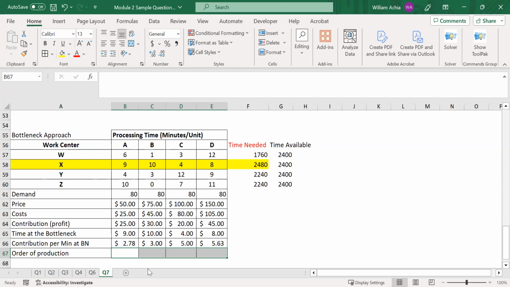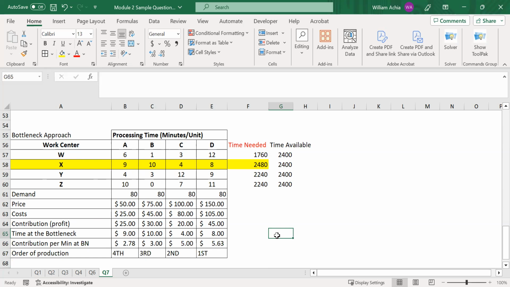Okay, so that then determines the ordering of production. I again look to see which one has the highest contribution per minute. And this is going to go first. We're going to start off with D, then move on to C. This is going to go second. Then from C, we move to B. This is going to go third. And we finish up with A. This is fourth.